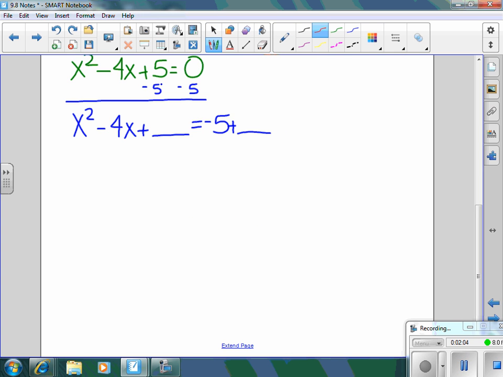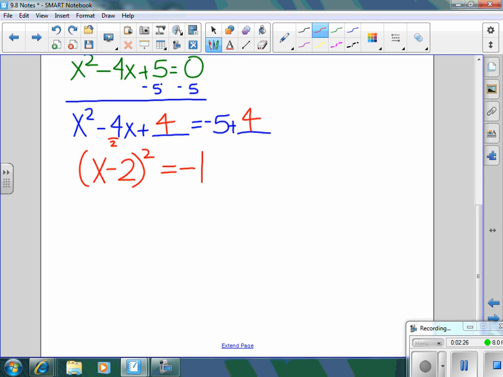So in order to figure out what my square is, no, there's an x that goes here. I'm going to take negative 4 and cut it in half. So I get negative 2 squared. And then remember, take negative 2 times negative 2. You get positive 4. Whatever you add to one side, you have to add to the other. So this ends up equaling negative 1.